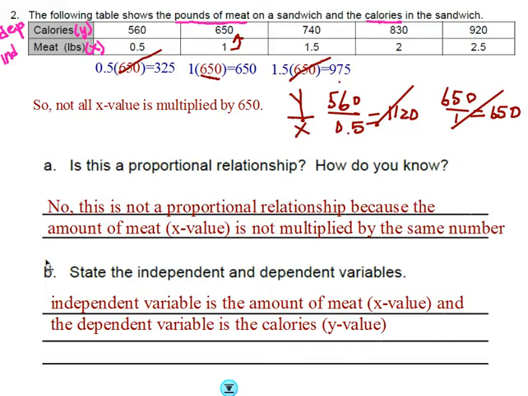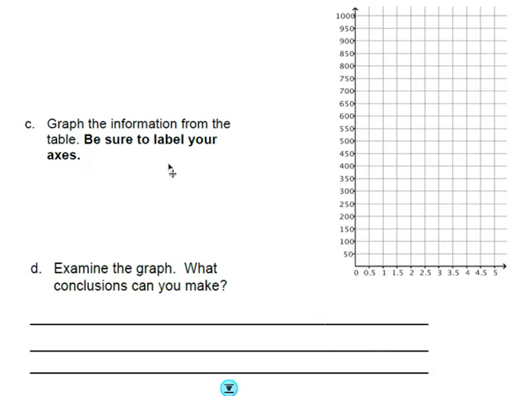From part A to part B. Now, the next part, I'm going to continue on to part C. So don't think this is the end on the first page because I'm going to continue on to the next slide. Part C, it tells us to graph the table.